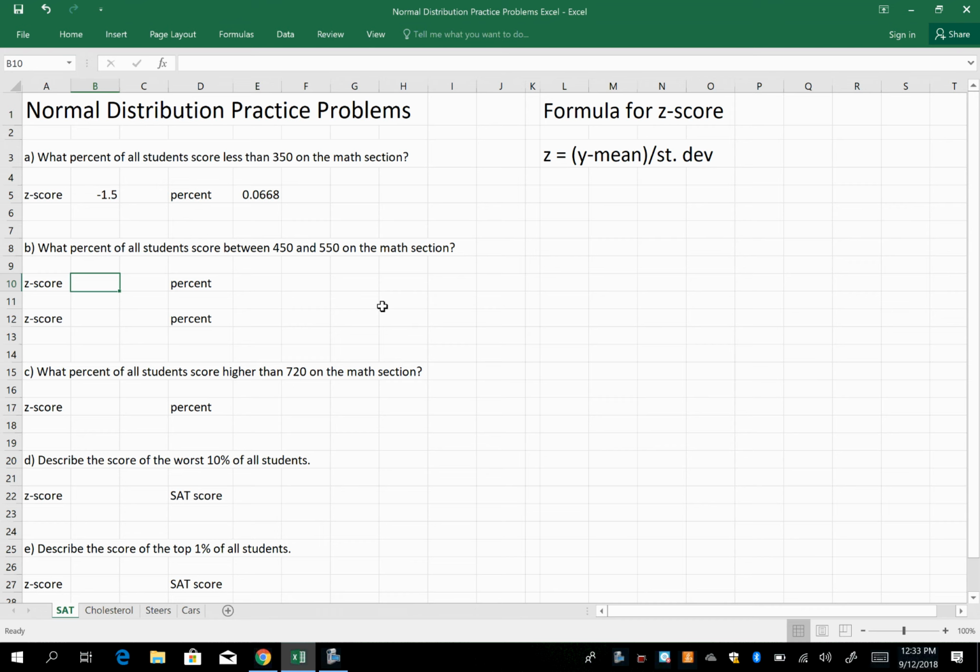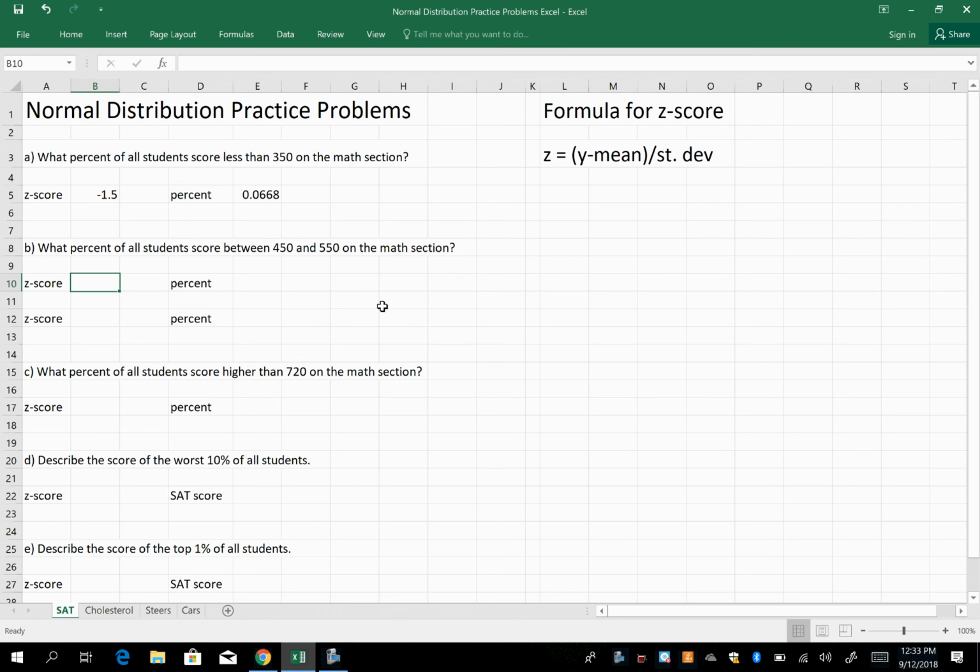When you're talking about subtracting, you're doing all the math. What do we call it when we find z-scores? It's called standardizing. Okay? So I'm going to find a z-score for 450 and a z-score for 550, using the same model that's up at the front.